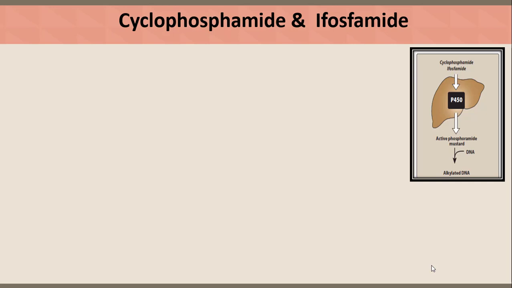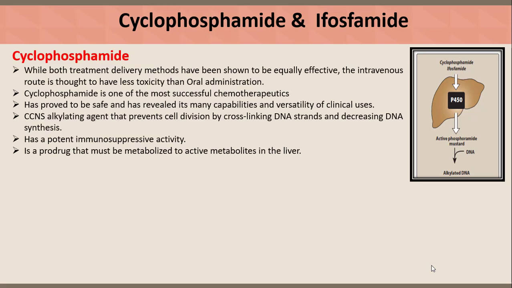When it comes to cyclophosphamide, while oral and intravenous delivery methods have been shown to be equally effective, the intravenous route is thought to have less toxicity than oral administration. Cyclophosphamide is one of the most successful chemotherapeutics. It has proved to be safe and has revealed many capabilities and versatilities of clinical use. Cyclophosphamide is a cell cycle non-specific alkylating agent that prevents cell division by cross-linking DNA strands and decreasing DNA synthesis. It has potent immunosuppressive activity, and it is a prodrug that must be metabolized to active metabolites in the liver.